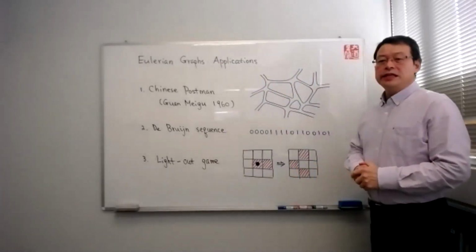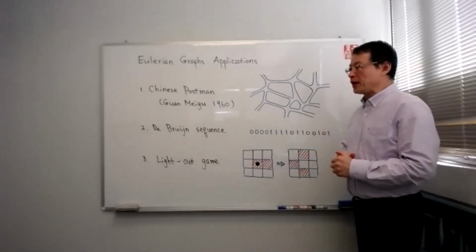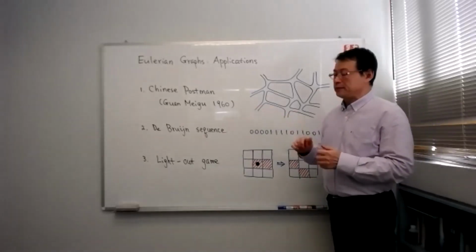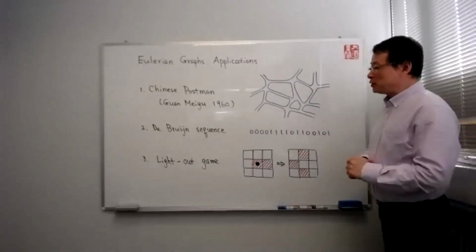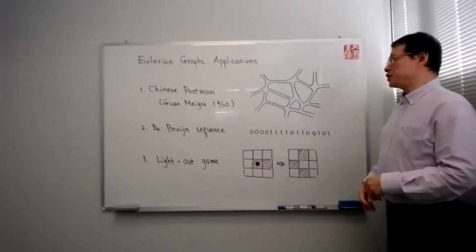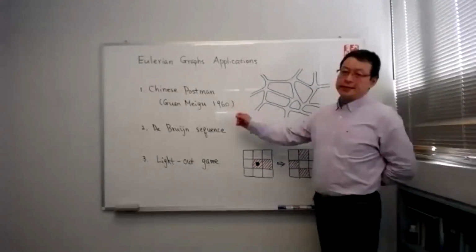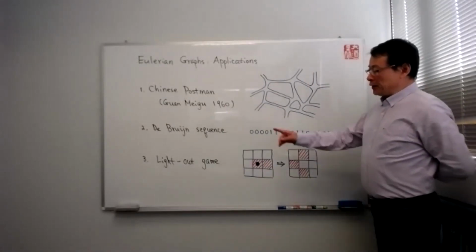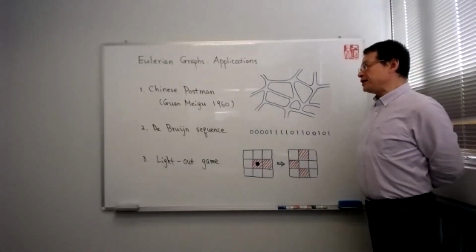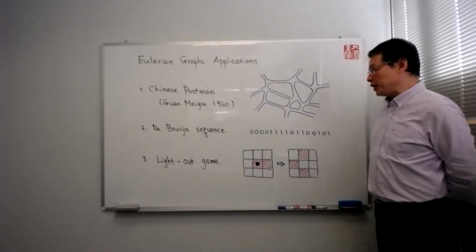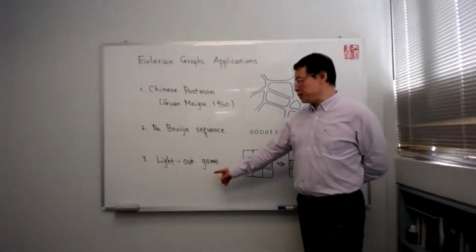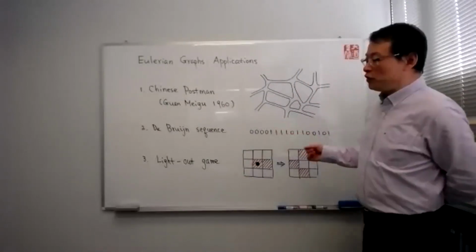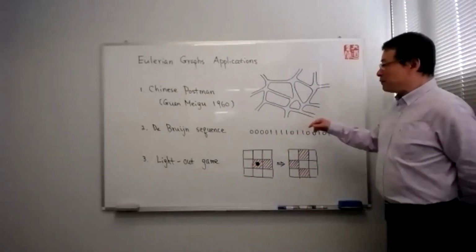Actually, it has a lot of real-life applications. Today I hope we have time to go over three of them. The first one is called the Chinese postman problem. It was introduced by a Chinese mathematician in 1960 called Guan Meigu. The second is building a binary sequence with certain properties, called the de Bruijn sequence. And the third one is related to a game called the Lights Out game. You may have played that game. Let me briefly introduce these three applications.